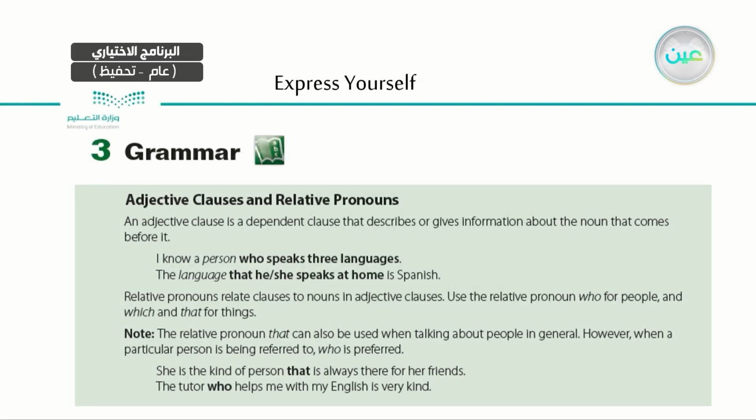We said that adjective clauses are clauses or parts of sentences that modify or explain the noun that comes before them. And the relative pronouns that we focused on were which and who. We said that which refers to animals or things, while who refers to people. And that can replace both of these two relative pronouns.